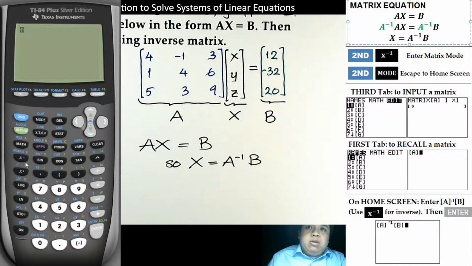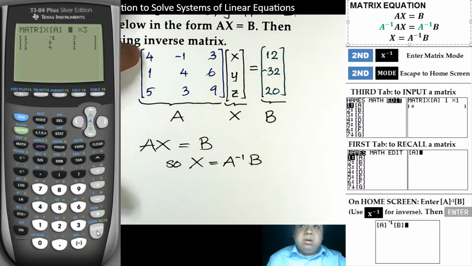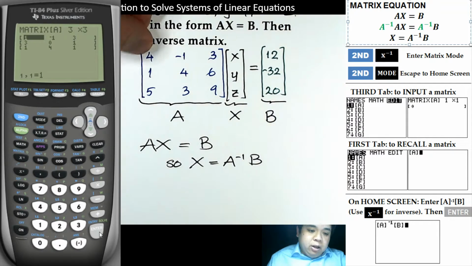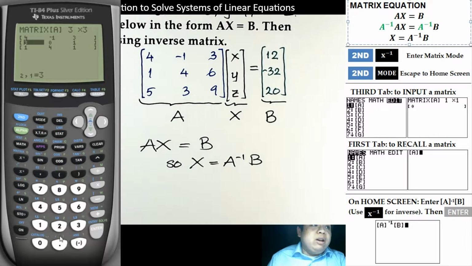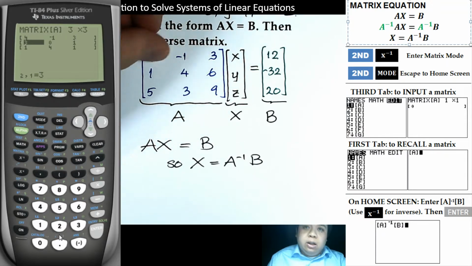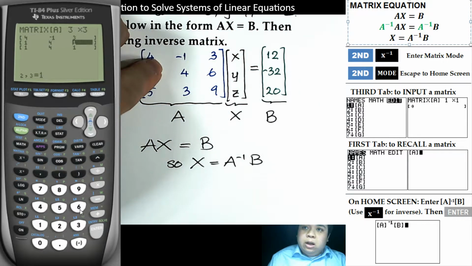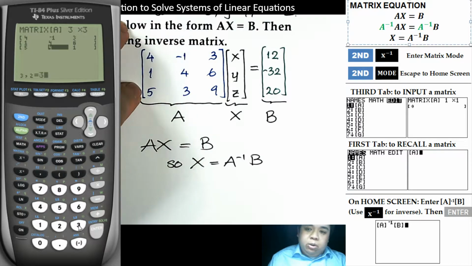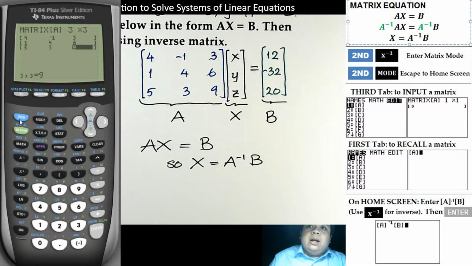So matrix A, second matrix. Now we're going to input into matrix A again. There's something in there already, but don't worry, we just enter the numbers on top of the old numbers. 3 by 3: 4, -1, and 3. Just a little note, if we need to use negative, that is the negative, not subtract. 4, -1, 3, 1, 4, 6, 5, 3, 9. That is matrix A.